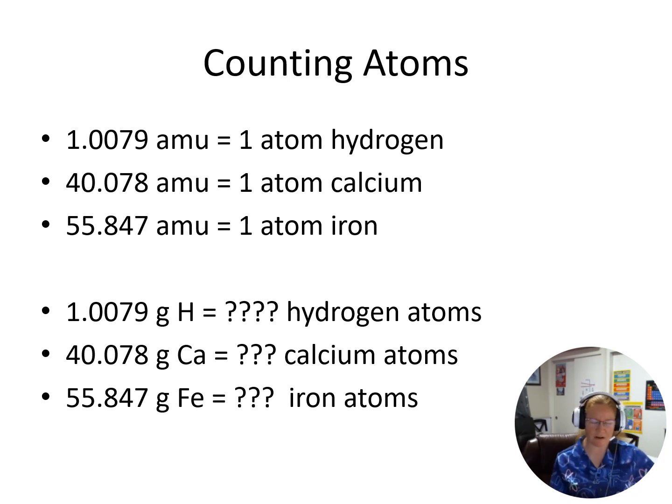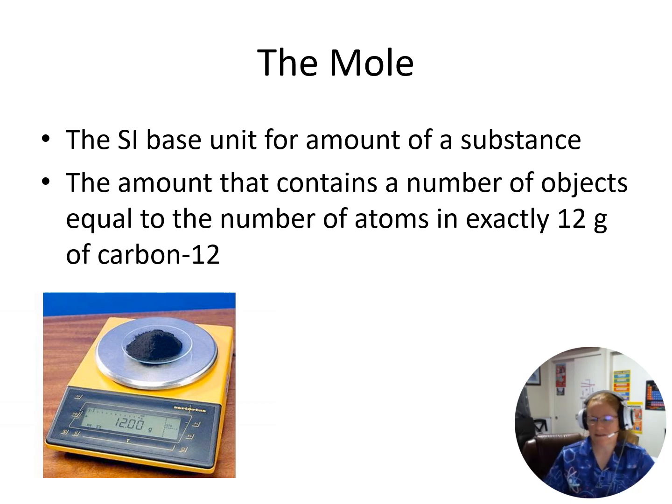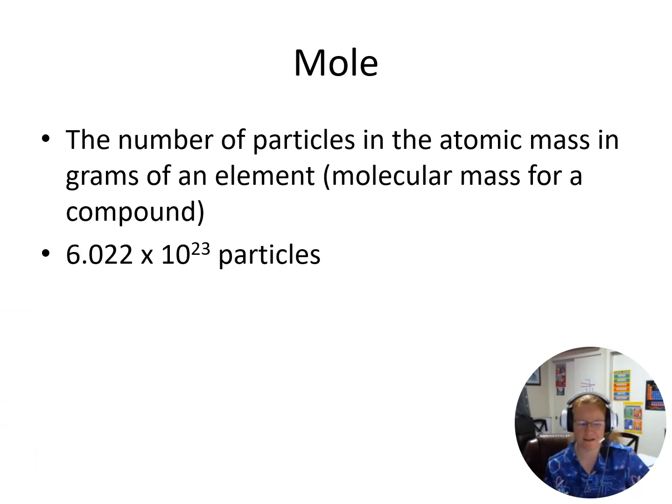And this brings us to our concept of the mole. Our mole is our base unit for the amount of a substance, and we compare back to carbon-12. There's a ton of carbon-12 out there. It's incredibly stable, so it's a great baseline of comparison. So it's the amount that contains a number of objects equal to the number of atoms in exactly 12 grams of carbon-12. It's the number of particles in the atomic mass in grams of an element.